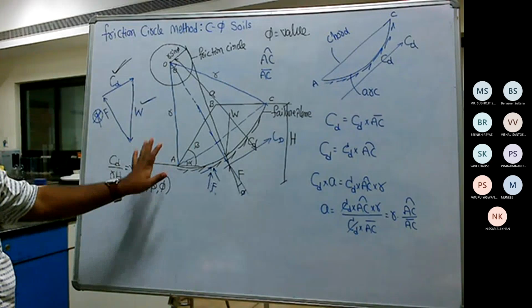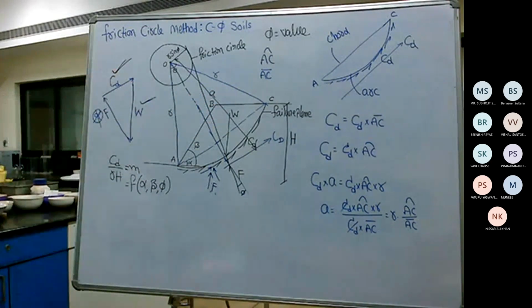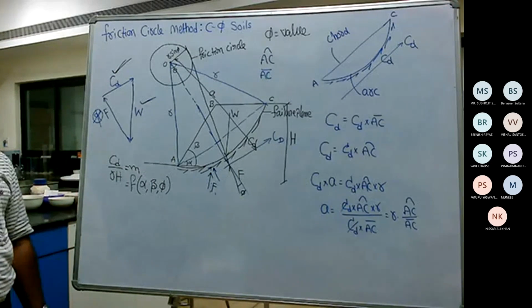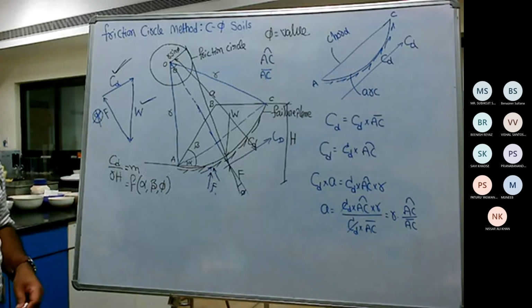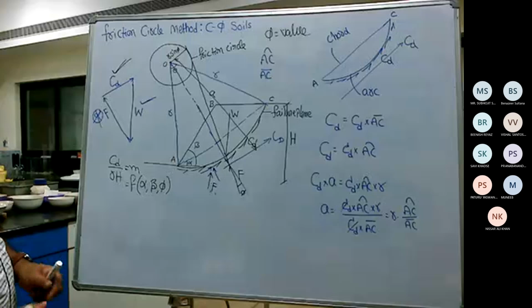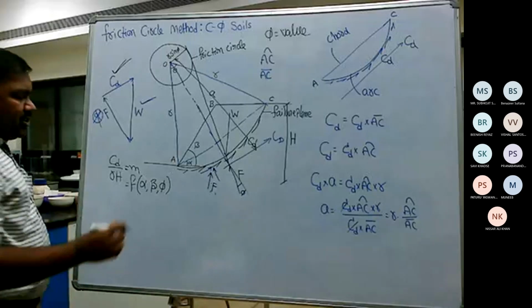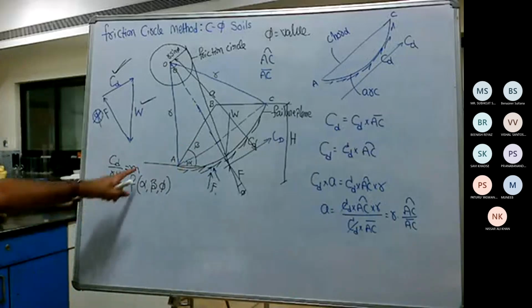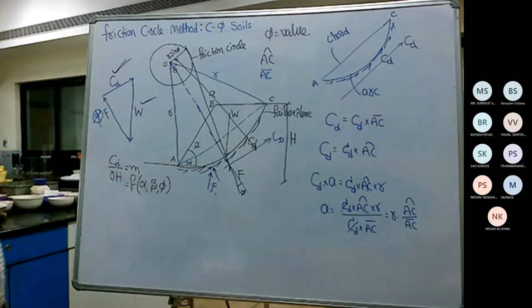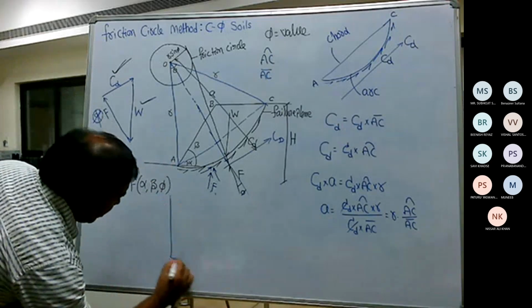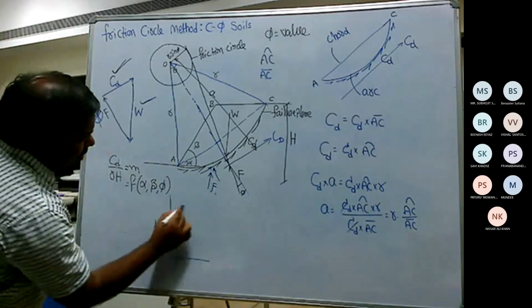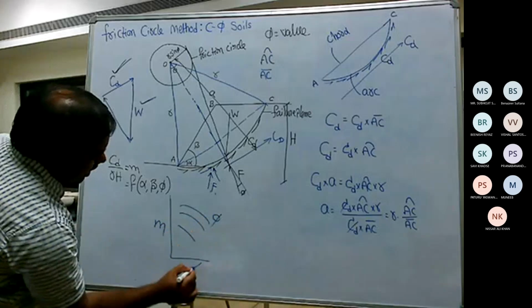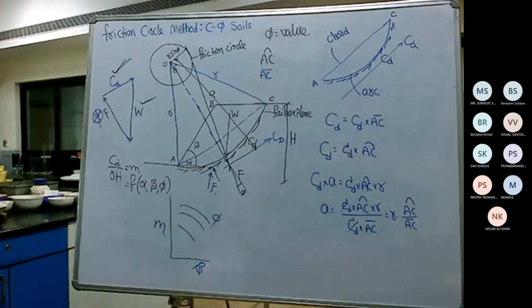Okay. So this is a simple concept of the friction circle method. Here also, since CD by gamma H is a function of alpha, beta and phi, it is again related with the stability number. So some predefined charts have been developed as a function of the stability number, the phi value and the beta.